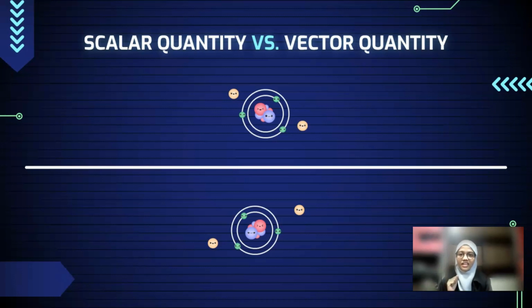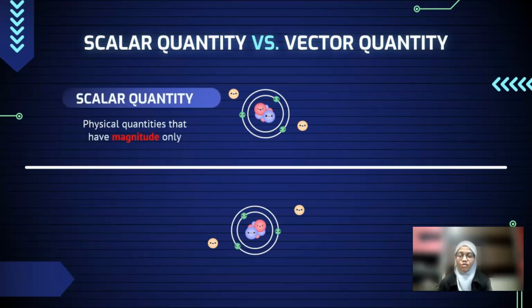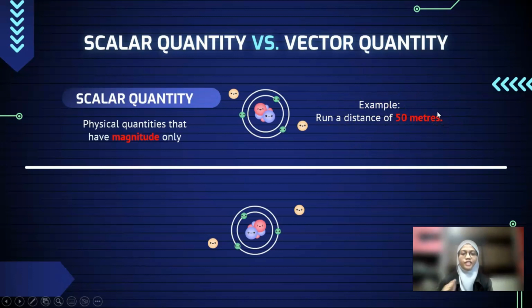Now we can see scalar quantity versus vector quantity. What is the meaning of scalar quantity? Scalar quantity is a physical quantity that only has magnitude. So here we can say that a scalar quantity only has a number. For example, run a distance of 50 meters. So basically this 50 meters will be its magnitude.